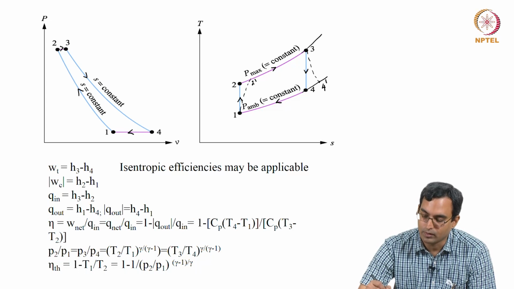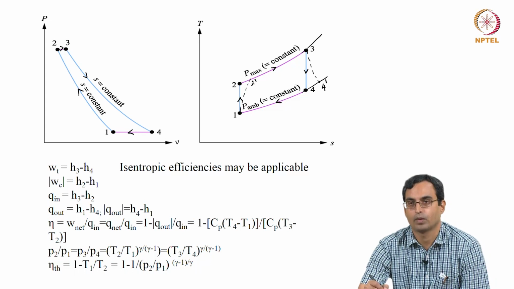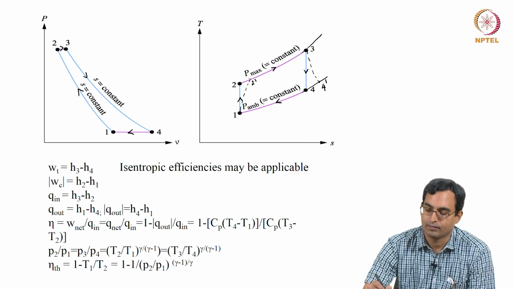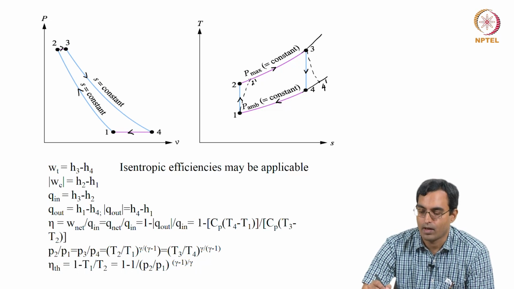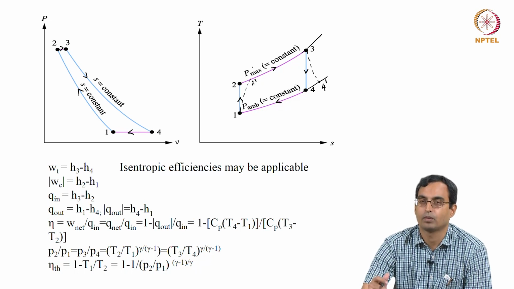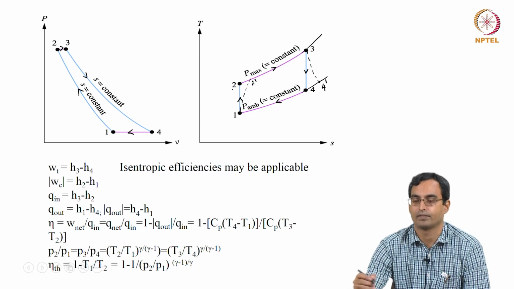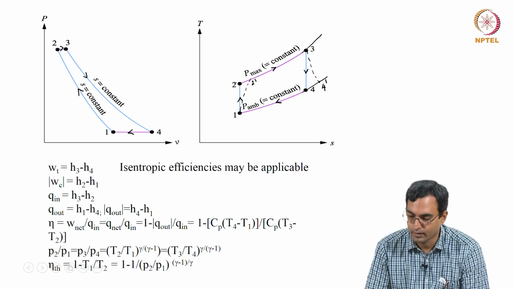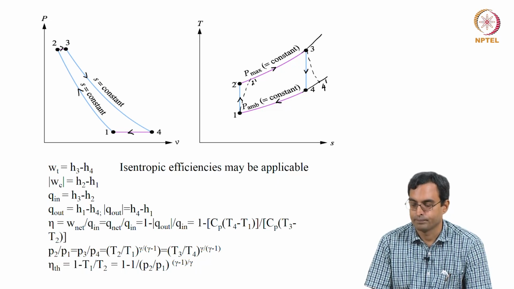This process 1 to 2 prime is irreversible. We do not know what it looks like. We cannot take its area and find anything. But if we know the value of, say, entropy and temperature at 2 prime, then we can find out what was the work done in terms of the isentropic efficiency and the ideal process 1 to 2. That is something which we see.